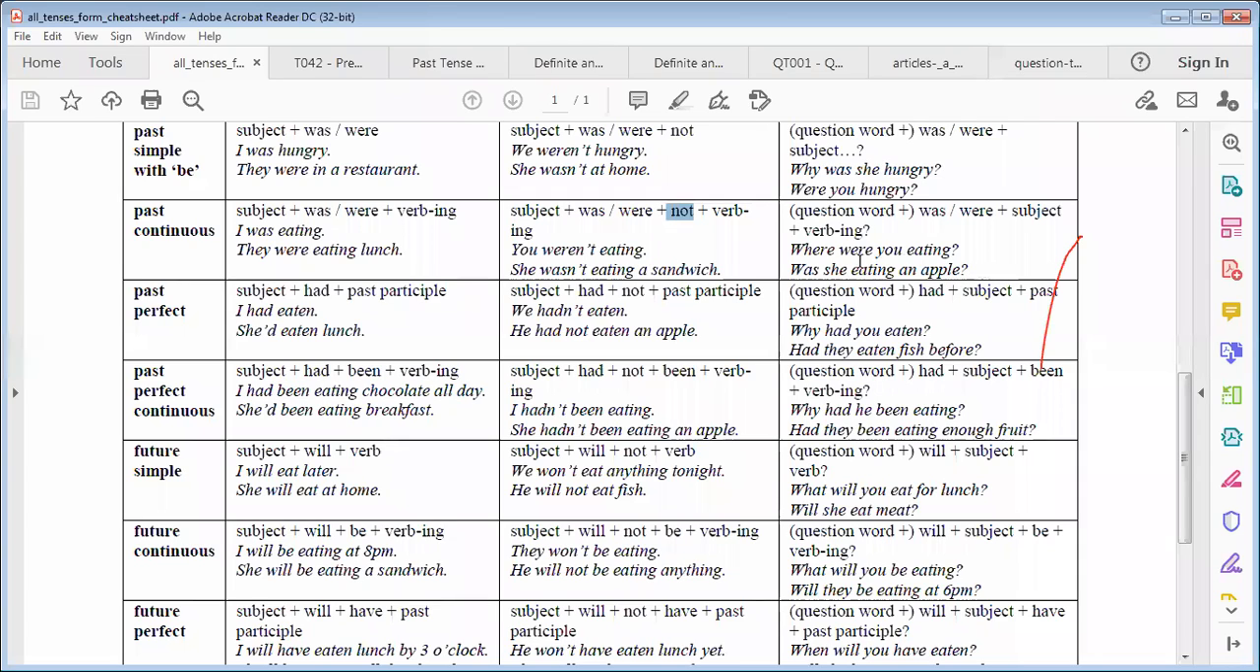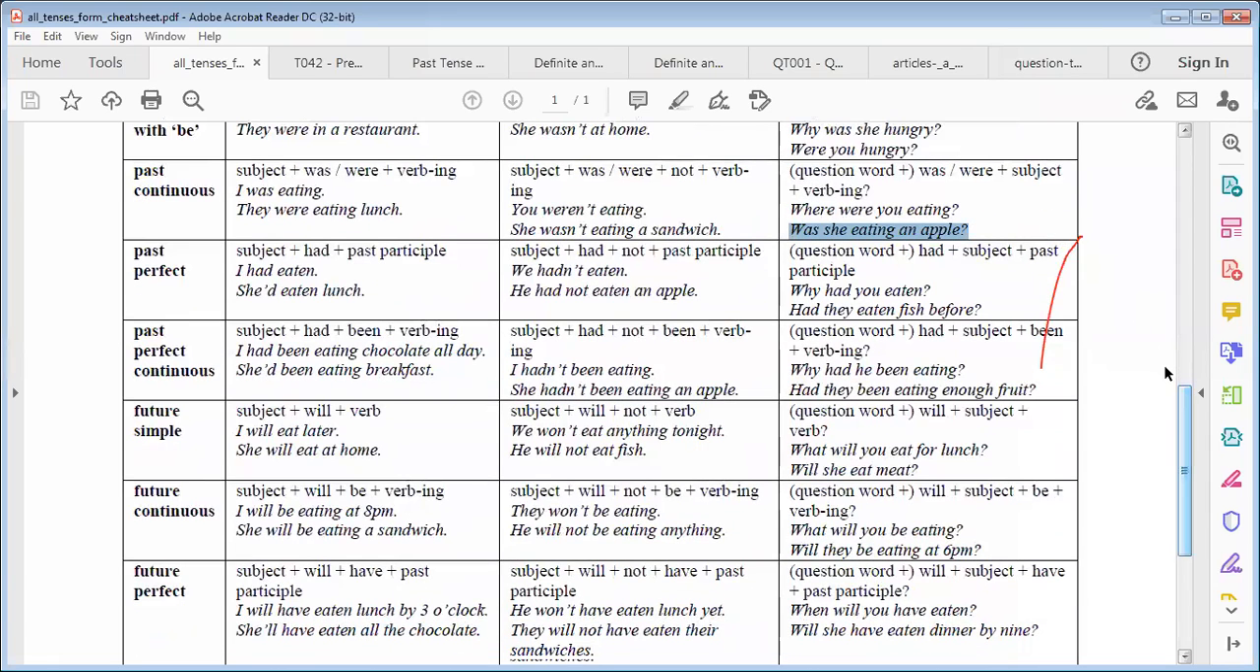Okay, so this is very easy. Yes, no type question. Only in yes, no type question we are doing this. Next tense is past perfect tense.